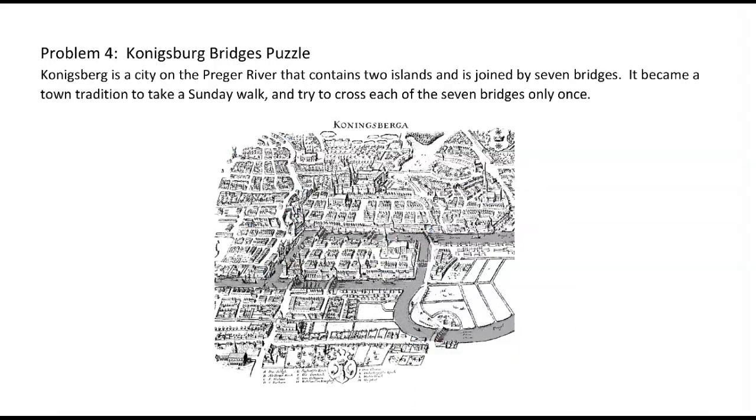Recall that with the Konigsberg Bridges puzzle, we have 7 bridges, 2 islands, and 2 sides of the river. We'll label this side up here R for the right side of the river, and down here we'll label this side of the river L for the left side. We'll also label the islands A and D. Each of these pieces of land, whether they're islands or side of the river, will be our vertices, and the bridges will be our edges. Let's recreate this as a graph off to the side.